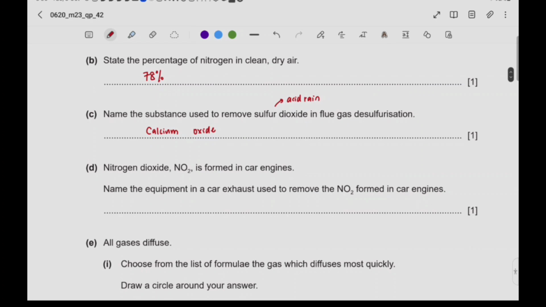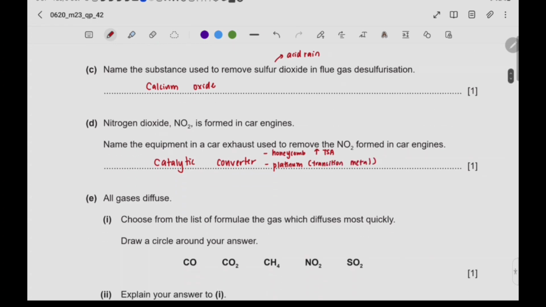Okay, the next one is our nitrogen dioxide in our car engine. What is the name of the equipment? This is quite special and it's very famous in the question. We call them catalytic converter. So catalytic converter has a few important things in the exam. You need to know their honeycomb design so that they can increase the total surface area for reacting with the gases. Other than that, they are using platinum, which is a transition metal, so that it will be less reactive and very useful.